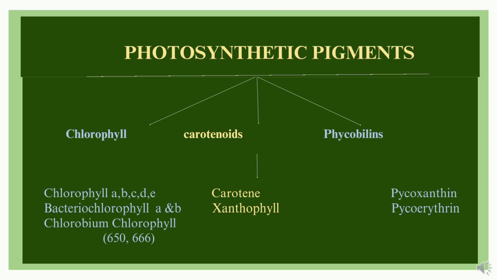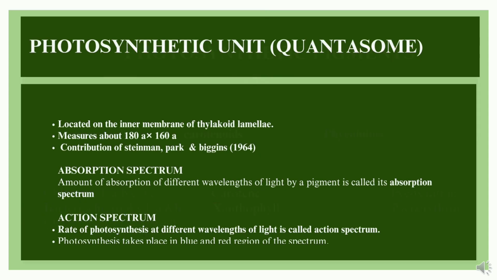The photosynthetic unit is known as the quantosome. It is located in the inner membrane of the thylakoid lamellae and usually measures about 180 angstrom by 160 angstrom. Steinman observed granular structures in the chloroplast lamellae under the electron microscope. Later, Park and Biggins confirmed these granular structures as a physiological unit of photosynthesis and coined the term quantosome.